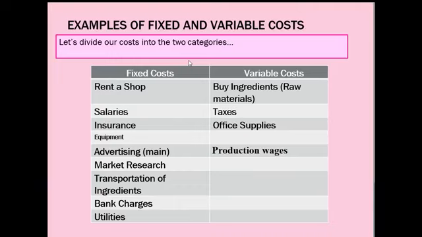But when we talk of variable cost, they vary according to your production. The production level will determine the ingredients you need, which is raw materials. You are going to pay your taxes; if you don't produce, there is no tax to pay. You are going to pay for office supplies. If there is nothing to produce in the office, if there are no services to render in the office, then you don't have any office supply to buy. What of production wages?